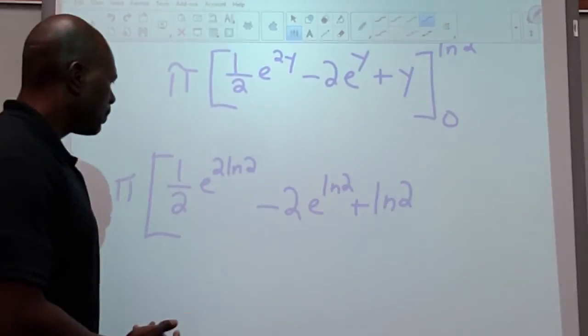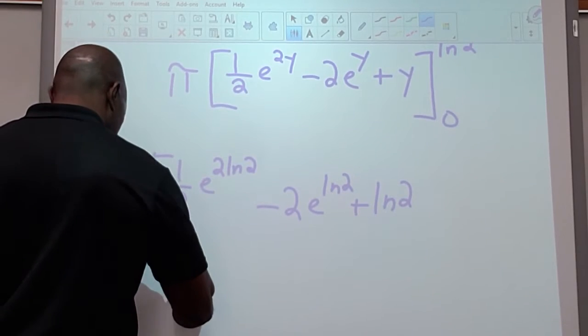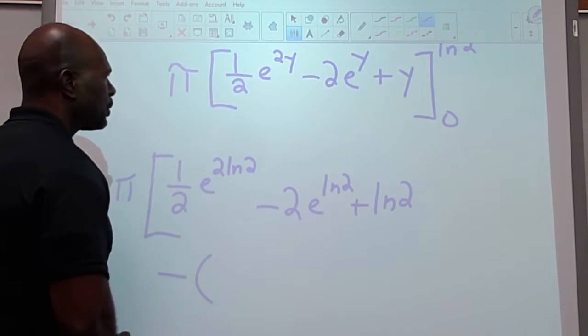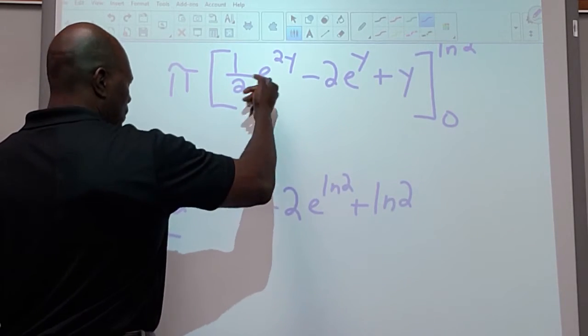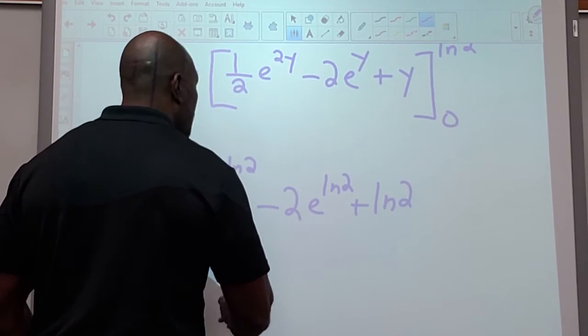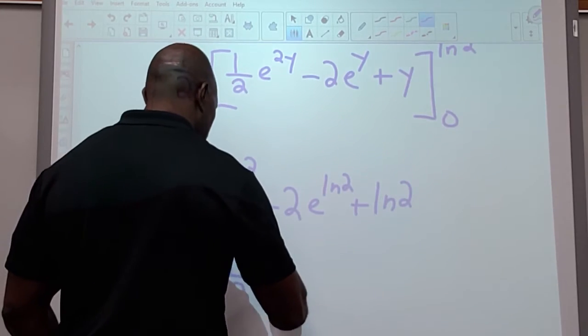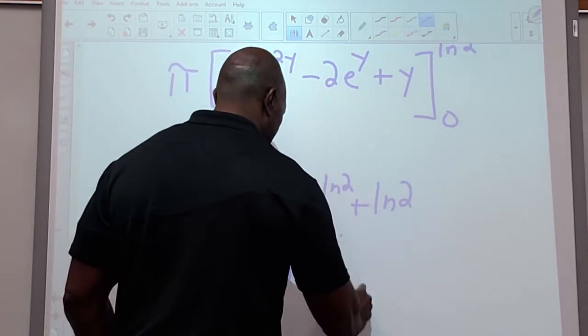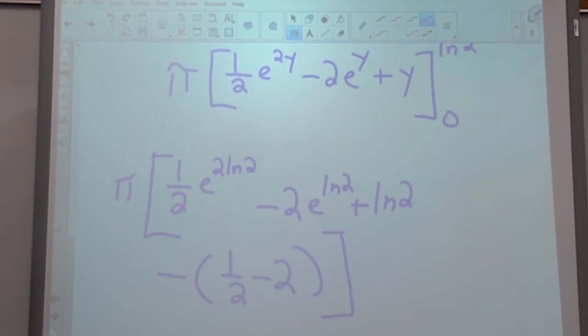All right, so that's what we get for plugging in ln 2, and then minus, and now we'll plug in 0, and we'll have 1/2 times e to the power 0. E to the power 0 is 1, so that's simply 1/2. And then minus 2 times e to the power 0, so that's just minus 2, and then 0. All right, so we have the following expression. And so we're going to simplify this a little bit.